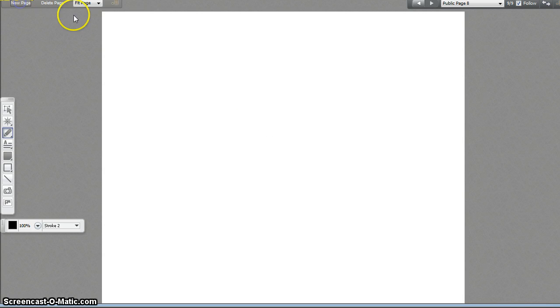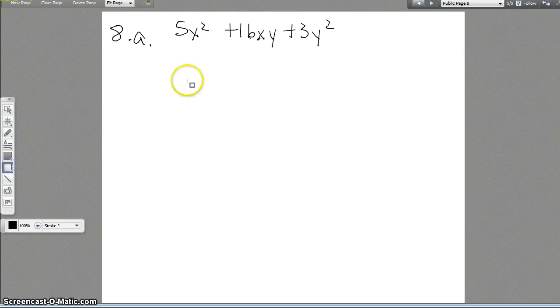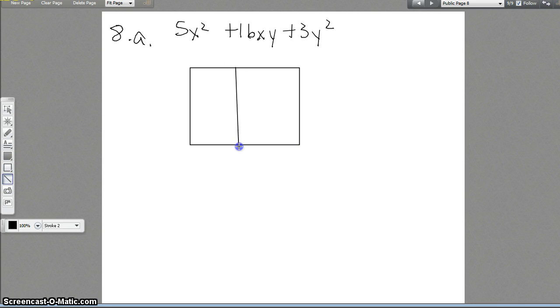Okay, the last one we're going to look at is number 8, which just says factor the following polynomials. So let's look at part A. Part A, we have 5x squared plus 16xy plus 3y squared. So we're going to start off by drawing a grid and putting in our grid lines.